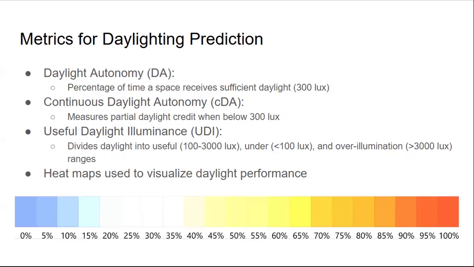It is a binary determination. If it's above 300 lux, we put a yes. If it's under, we put a no. So it doesn't take anything under 300. So technically, 299 lux is just the same as zero.